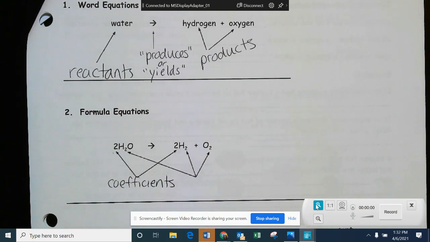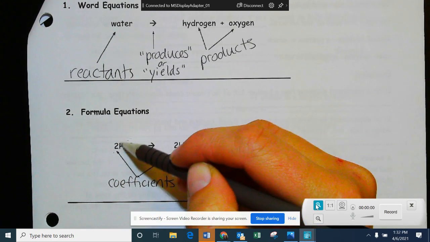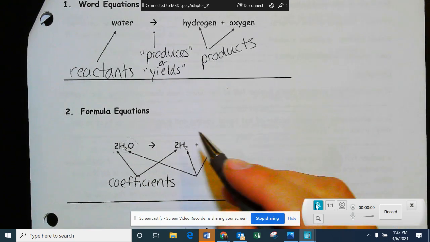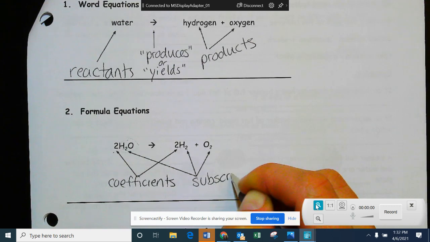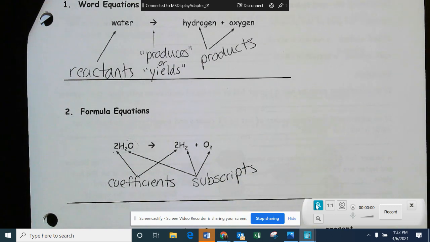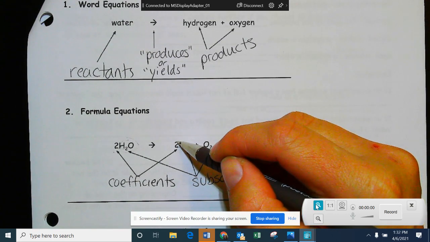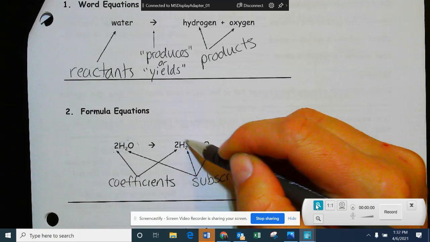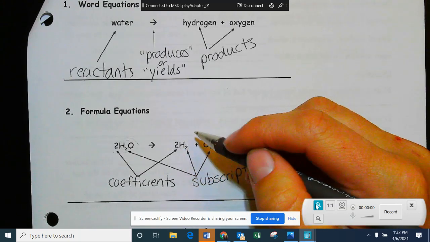And those coefficients mean how many of that molecule you have. So that 2 means you have 2 waters, 2 H2Os. And then the littler numbers are subscripts. You all know those because we've been looking at them quite a bit already. That is how many of the specific atom next to it there are. So this number means there's 2 H2 molecules. This number means there's 2 hydrogens.